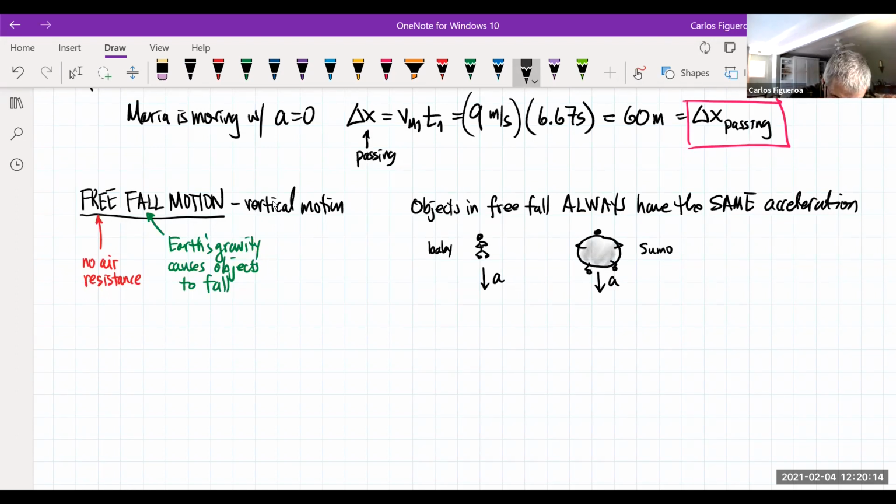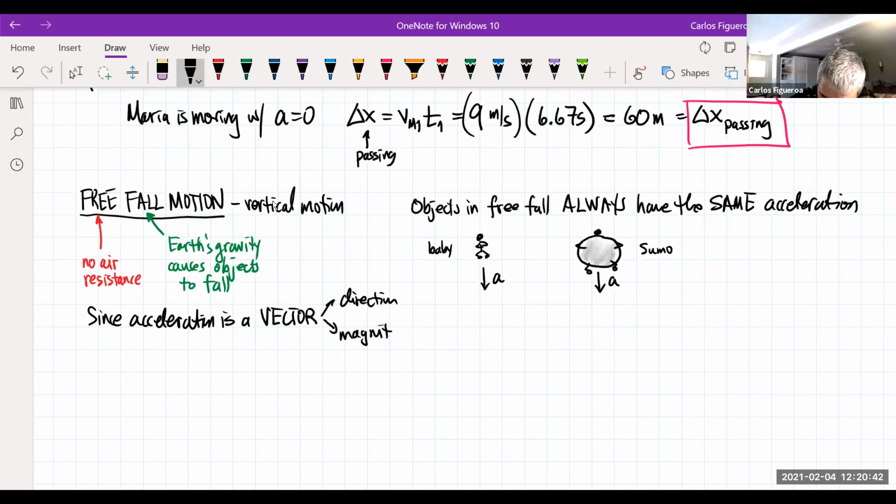And so this acceleration that we're talking about is known as the acceleration due to gravity. And what we know here is that since acceleration is a vector, we need two things, direction and magnitude. So you got to be careful here, okay? There are people that are going to screw this up, and it's going to haunt them for the next 3 months.